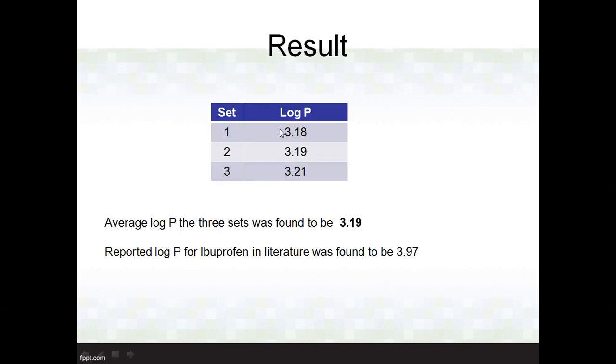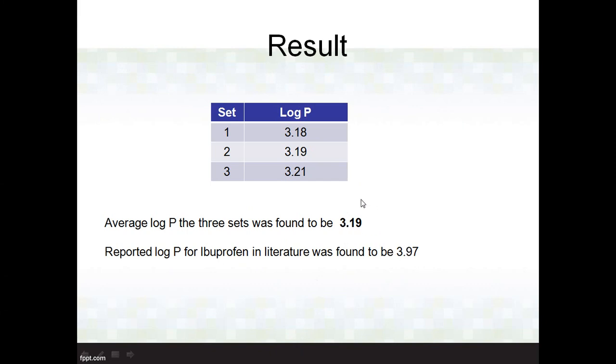Now let us see the result. For set 1, the log P value is 3.18, for set 2 it is 3.19, and for set 3 it is 3.21. So the average log P of the 3 sets was found to be 3.19. The reported log P for ibuprofen in literature is 3.97. So you can see the values are almost close to each other.